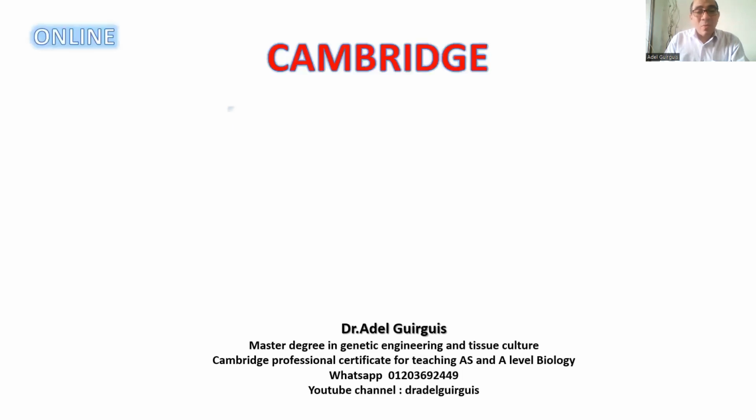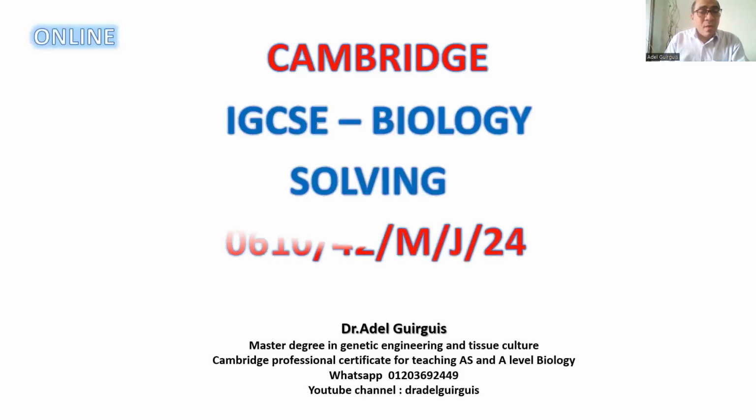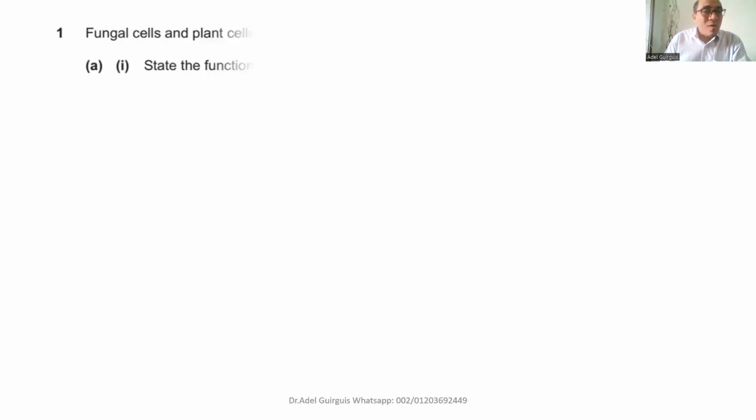Today, we will solve together variant 42 May June 24. Okay, let's start. Fungal cells and plant cells contain mitochondria. See the function of mitochondria. As we know, mitochondria is a certain organelle found in all types of cells except prokaryotes and also red blood cells.